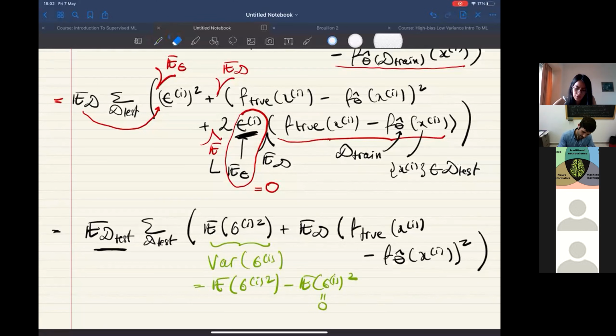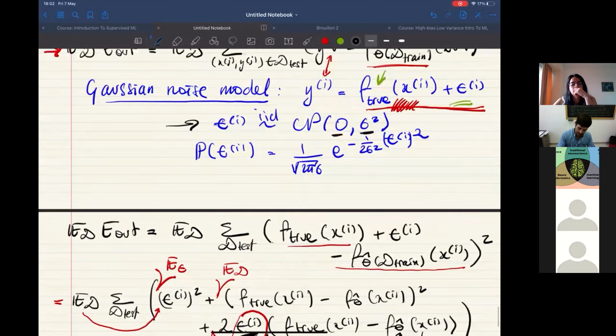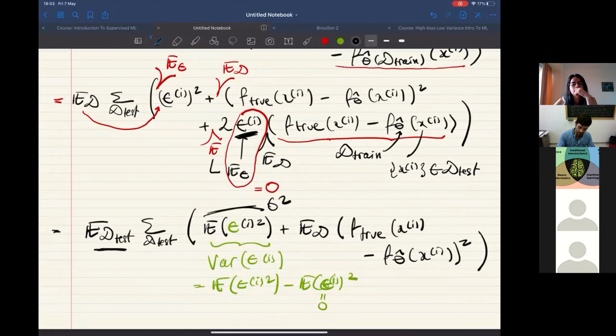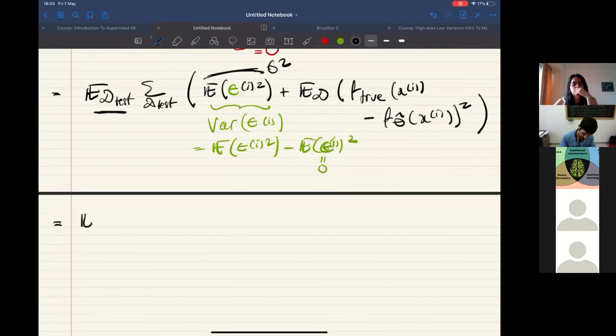And this variance, we called it, sorry, here I'm mixing notations. This should be epsilon. And this variance is what we called sigma squared. You remember the distribution of the noise is a Gaussian with mean equal to 0 and variance equal to sigma squared. Okay. So this object here is sigma squared.